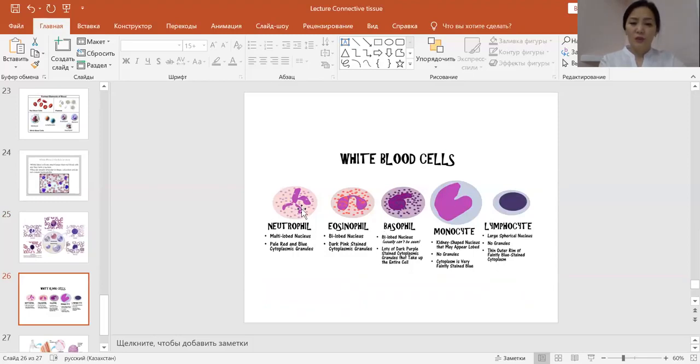We can see in this picture the morphological differences between different types of white blood cells. For example, neutrophils have a multilobed nucleus, eosinophils have a bilobed nucleus, and basophils also have a bilobed nucleus. Usually the nucleus of basophils cannot be seen, because there are a lot of basophil granules. The largest type of white blood cell is the monocyte, which is responsible for phagocytosis, and it has a kidney-shaped nucleus. The lymphocytes have a large spherical nucleus, and at the peripheral part we can see thin cytoplasm.